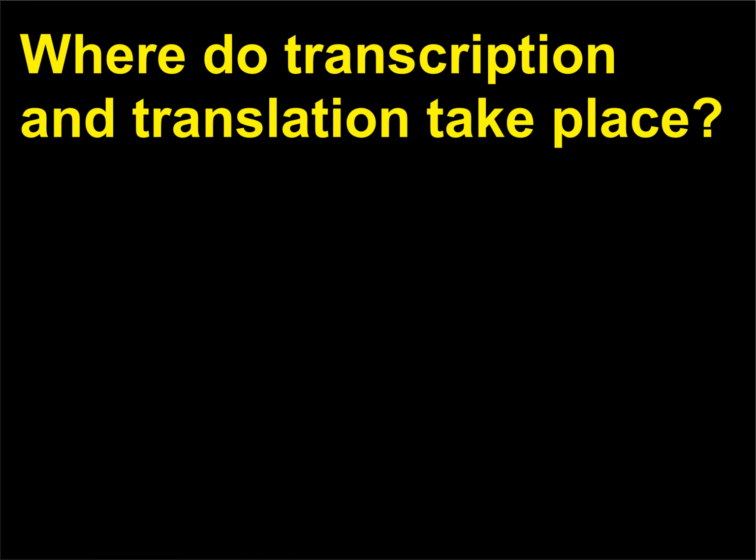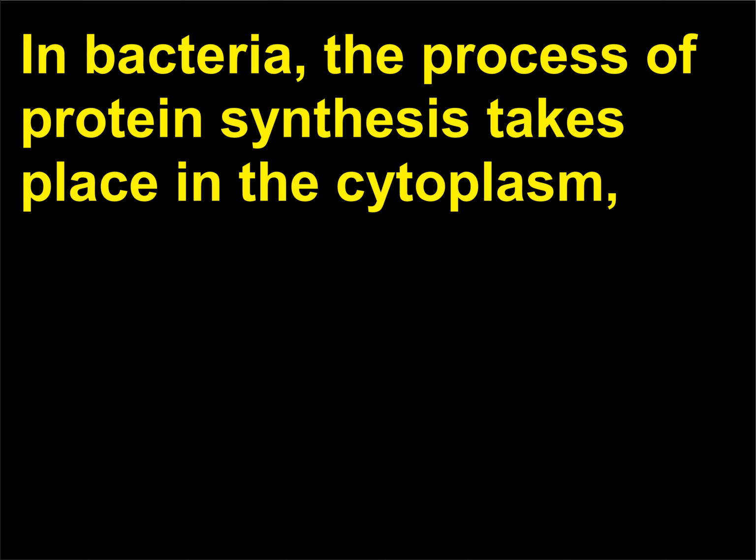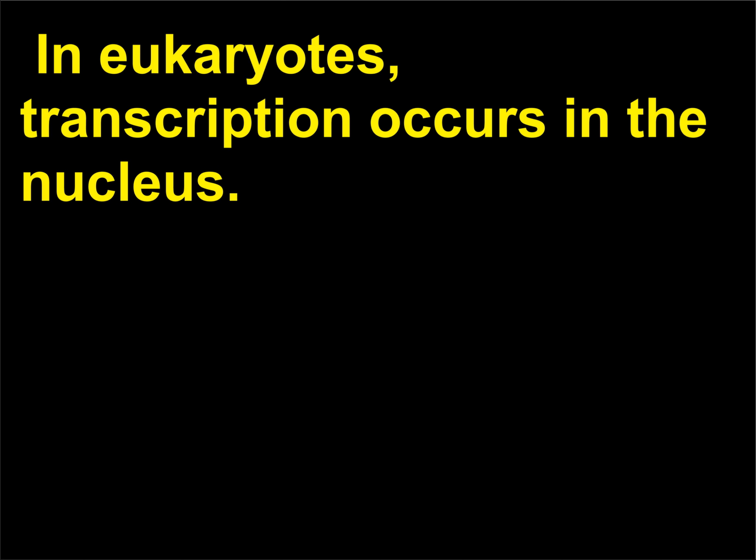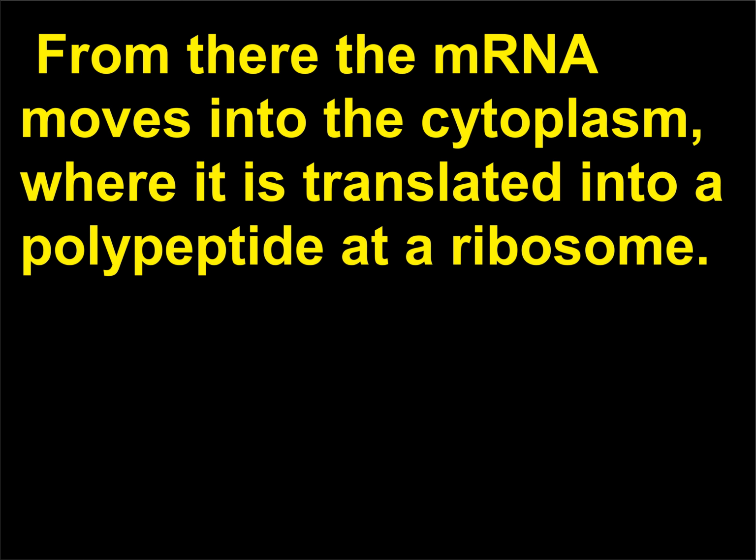Where do transcription and translation take place? In bacteria, the process of protein synthesis takes place in the cytoplasm, as bacteria lack a nucleus or other membrane-bound organelles. In eukaryotes, transcription occurs in the nucleus. From there the mRNA moves into the cytoplasm, where it is translated into a polypeptide at a ribosome.